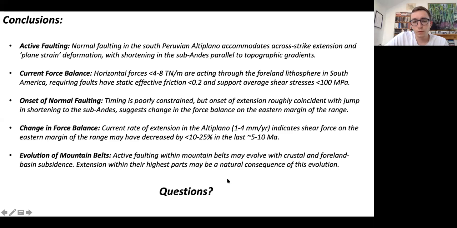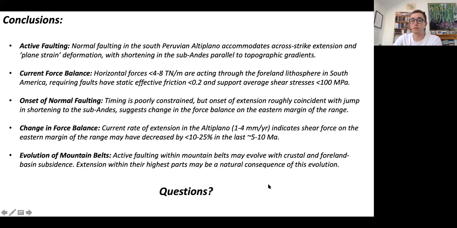And then one thing I think gets slightly more speculative is when we think about what's actually caused the change in the force balance. What is consistent with the timing of changes in deformation and also the amplitudes of the change, the kinematics of the deformation, is that there might have been some change in the horizontal forces acting along the eastern margin of the mountain range. And this might have been about 10 to 25% of the total horizontal force balance. So we find that potentially mountain ranges are extremely sensitive to the integrated strength of faults along their margins.